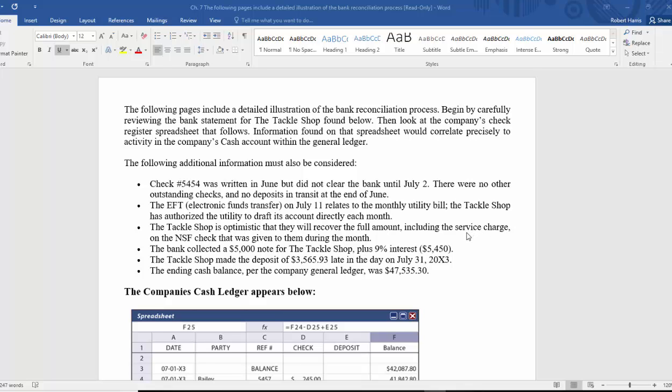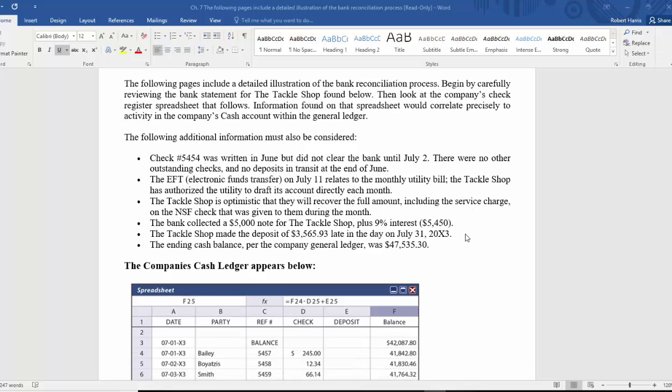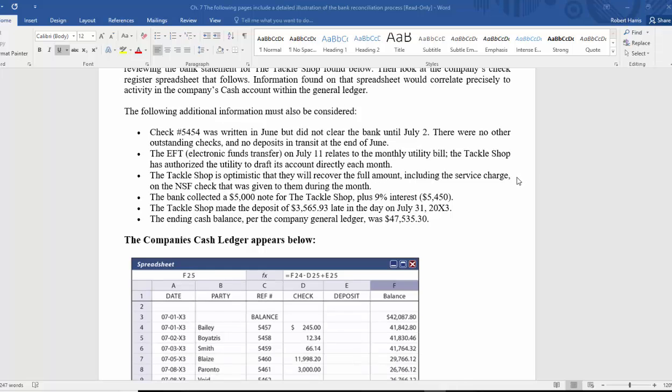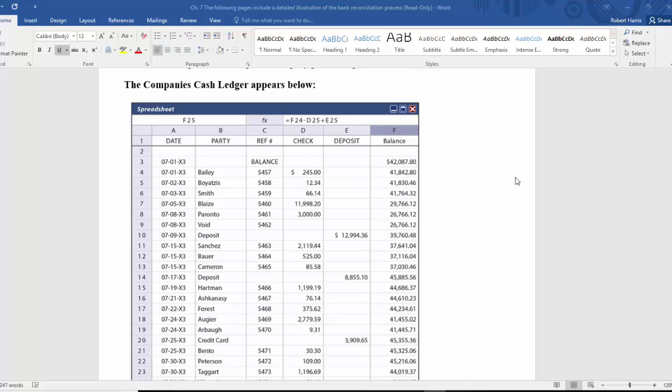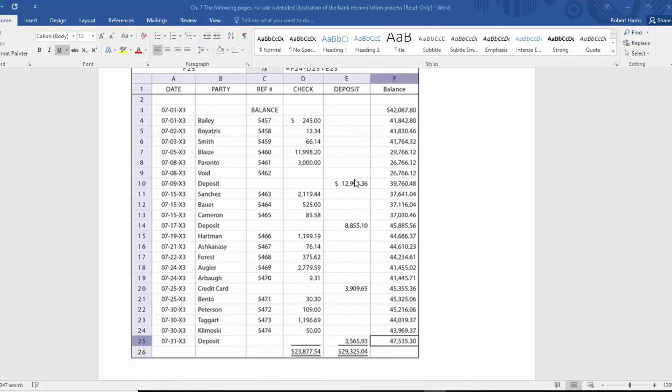I pulled this example off of a website called principlesofaccounting.com, and there's a link to source it at the bottom if you want to click on that or type it in and go there to see where I found this. But basically what we have here represents the cash ledger of a business. And we're showing on the 31st of July a balance of $47,535. So this would be like in our accounting records.